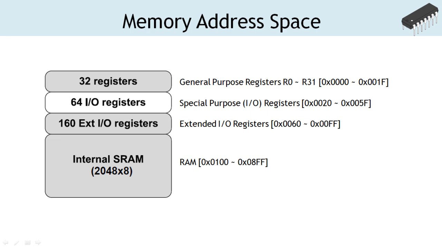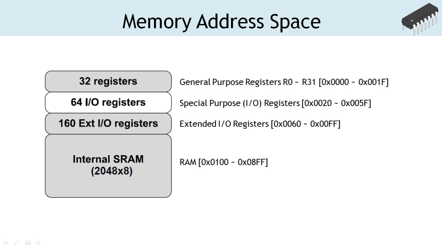The next set of 160 registers are extended IO registers, which occupy the addresses 0x60 through 0xFF. Similar to IO registers, the registers mapped to this address space are also used to communicate with peripherals. However, there is a difference. The registers in extended IO can be accessed using load store instructions only. That is, these registers are memory mapped.